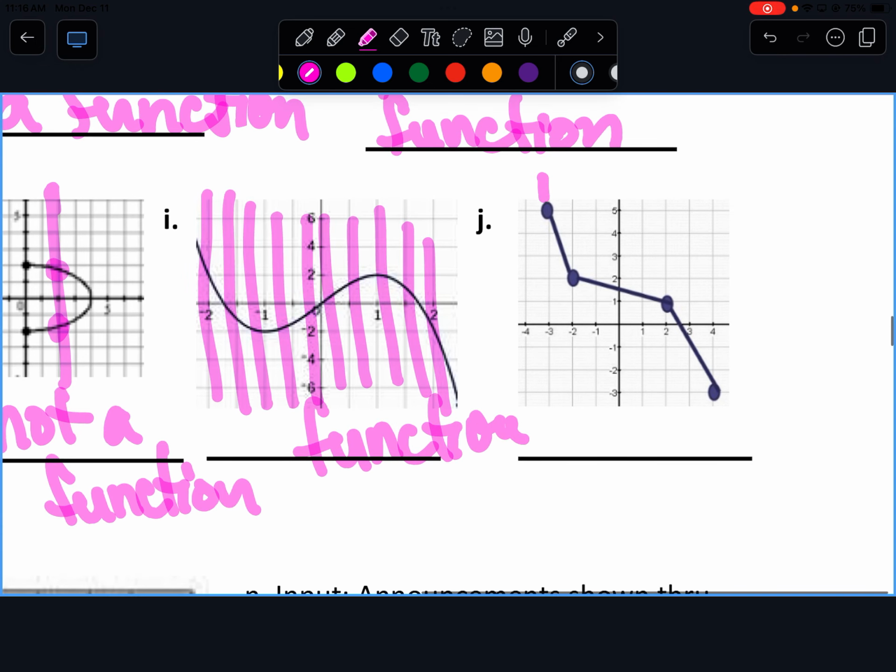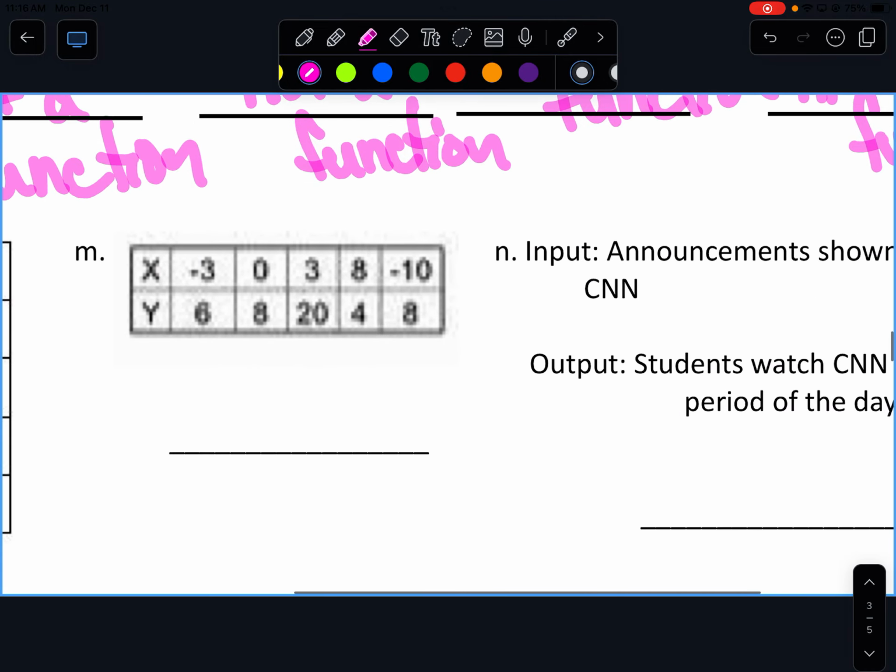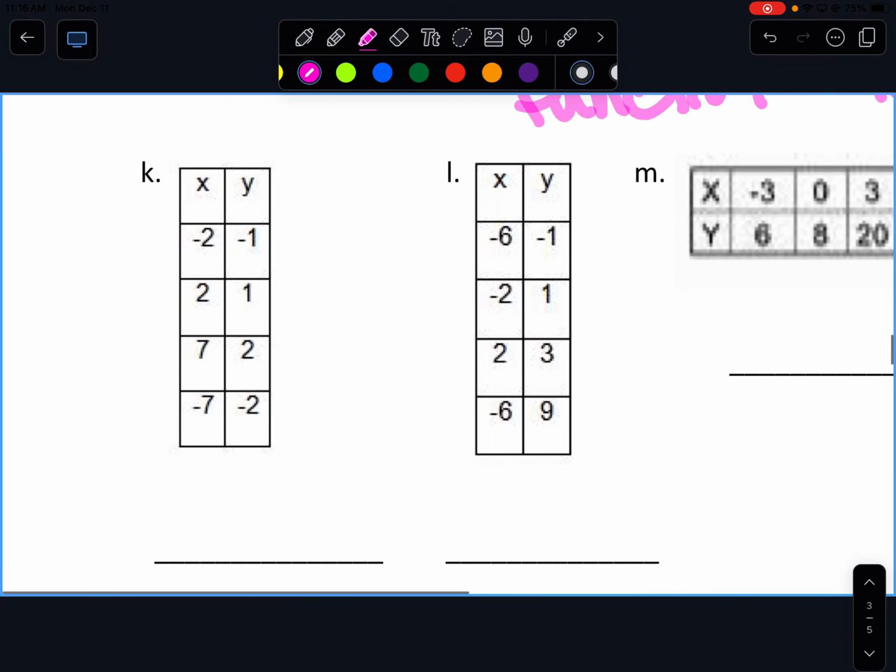This one, I'm never hitting it at more than one, so this is a function. Oops, here. None of them repeat themselves. Oops, I can't spell function. So this is a function.